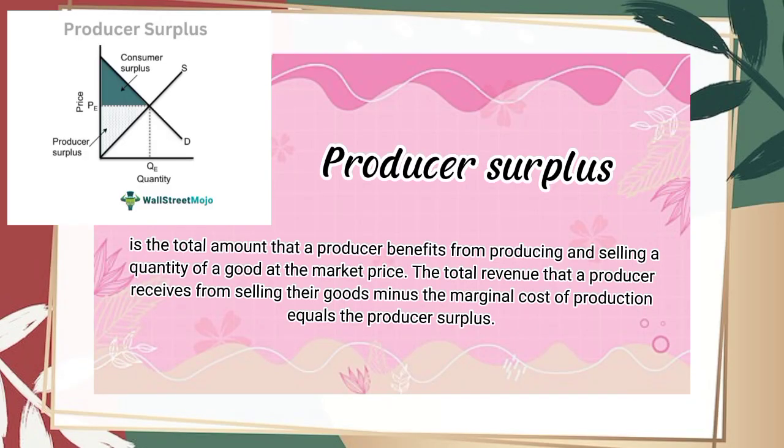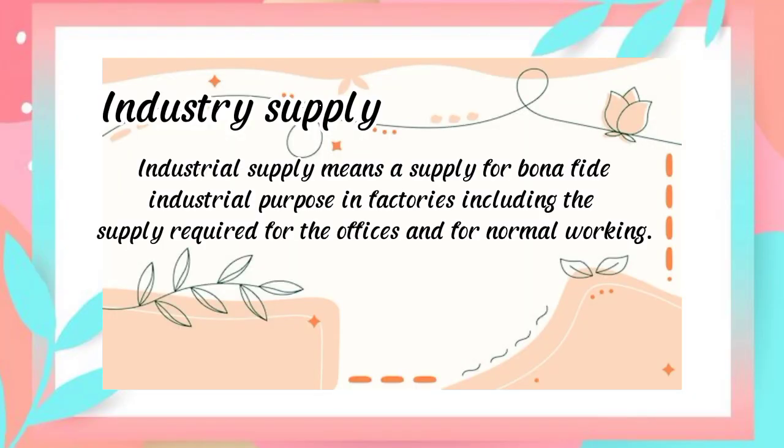Producer surplus is the total amount that a producer benefits from producing and selling a quantity of a good at the market price. The total revenue that a producer receives from selling their goods minus the marginal cost of production equals the producer surplus. Industry supply. Industrial supply means a supply for bona fide industrial purpose in factories, including the supply required for the offices and for normal working.